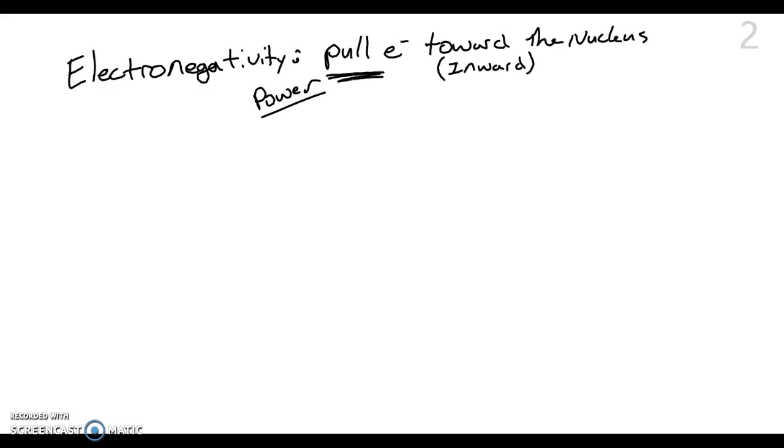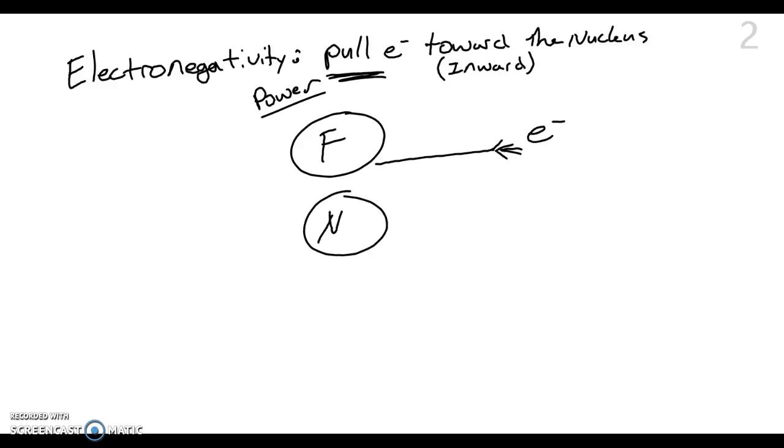And remember, pulling electrons. If you have an element, fluorine, and then you have an electron out here, can it reach a hand out here and grab that electron? Maybe this electron is too far away, maybe it's close enough. Compared to something like sodium, can it reach its hand out there and grab an electron? Which one can actually do that and which one can't? This is the question of electronegativity. How can we pull electrons into the atom?